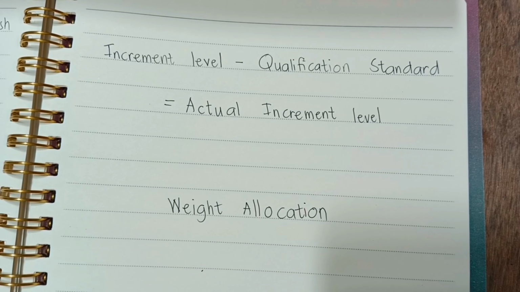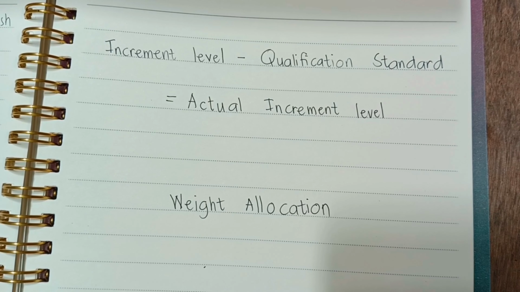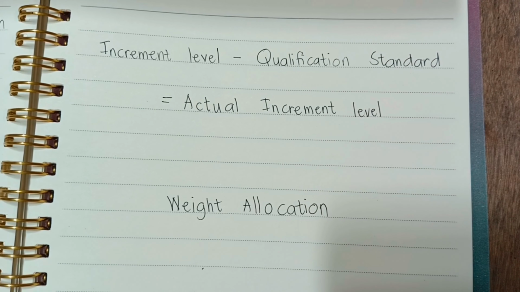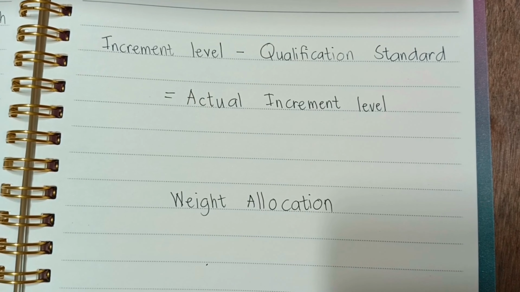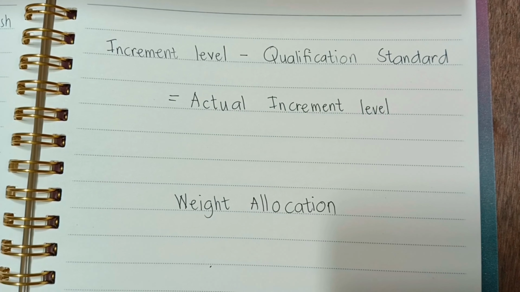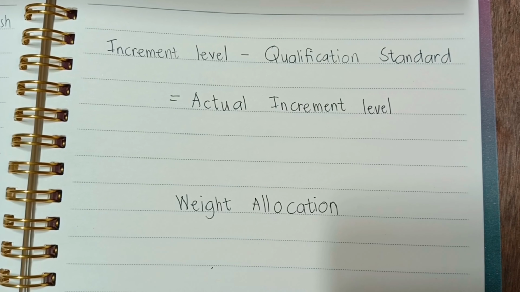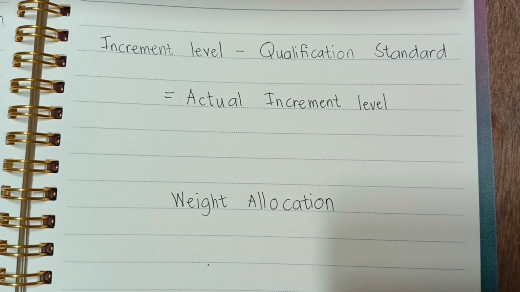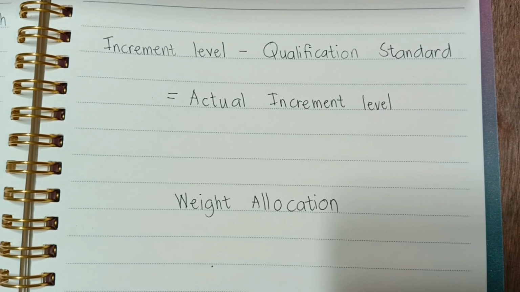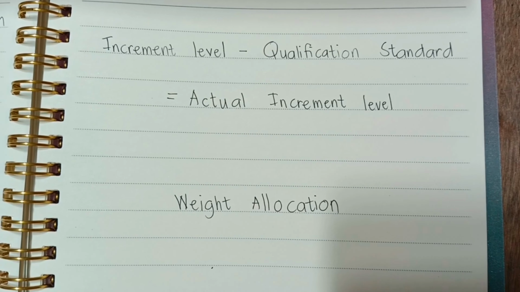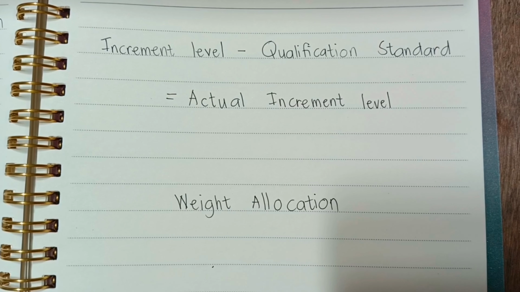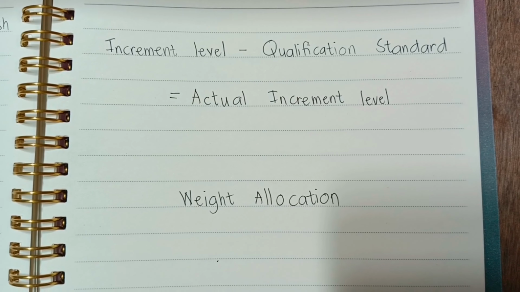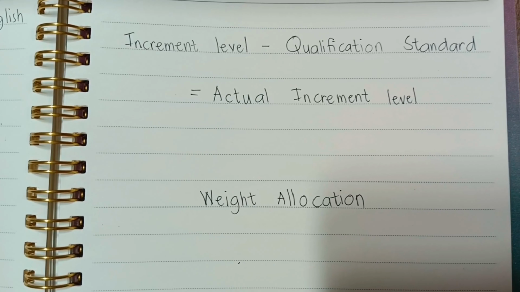This is the formula to get the actual increment level. First, we will find the increment level equivalent to the education that you earned minus the qualification standard. So you already have an idea as to what qualification standard means. And you will get finally the actual increment level. Once we have identified the actual increment level, we will refer to the weight allocation table. Now, let's have an actual example. Let's start with the easiest.